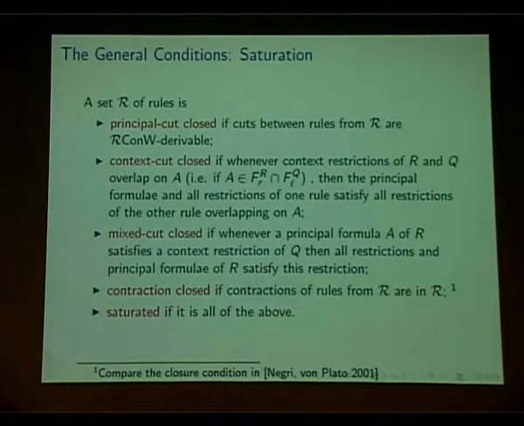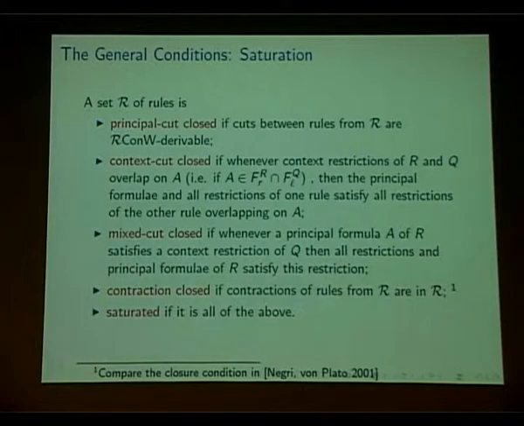Then we have some other criteria. So intuitively, context cut closed means that whenever we have two sequent rules, or two applications of sequent rules, and we can cut in the conclusions on a context formula, then we can either push the cut up into the premises of the first rule or into the premises of the second rule.